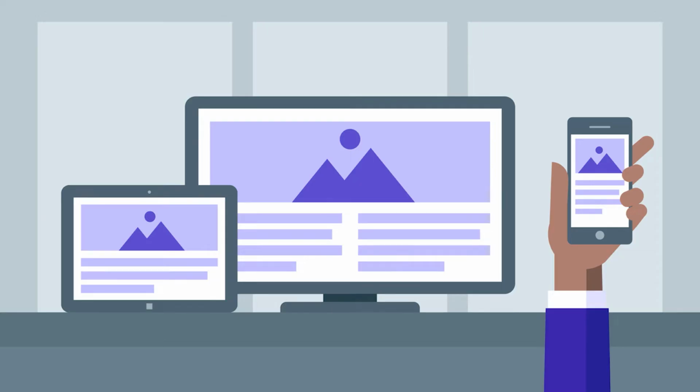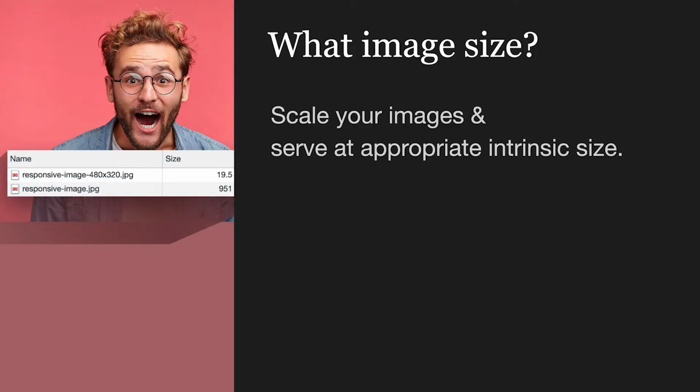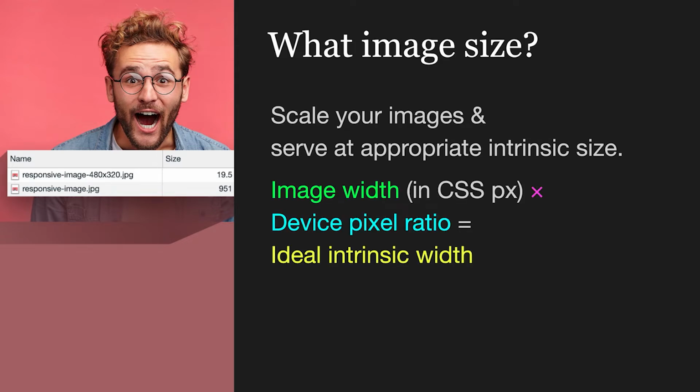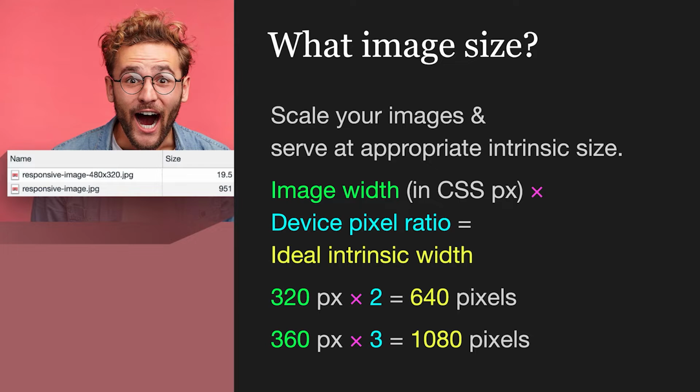But what if we had to support many different browser sizes and different devices? What is the ideal image size we need to serve to our users? We need to resize our images and serve them at the most appropriate intrinsic size, which can be calculated with image width in CSS pixels times device pixel ratio of the device. Some examples: if an image is 320 CSS pixels wide on a Retina display, its ideal intrinsic width is 640 image pixels. If an image is 360 CSS pixels on a Super Retina display, its ideal intrinsic width is 1080 pixels.